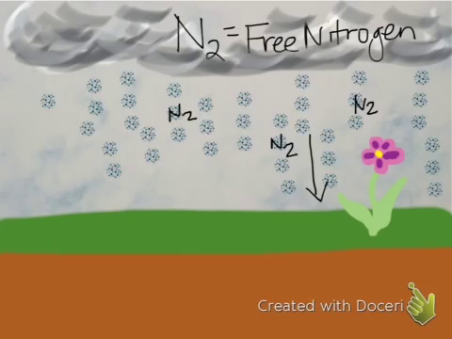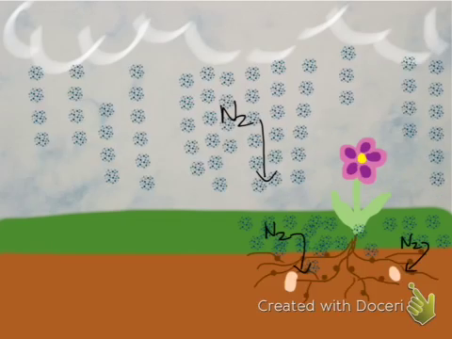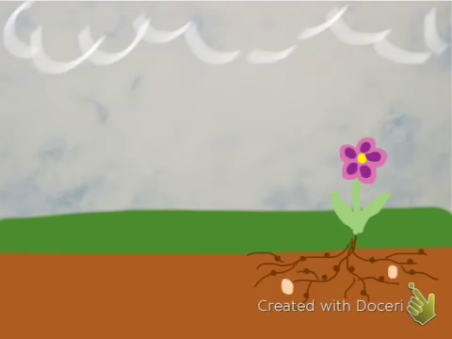So nitrogen will fall to the ground with precipitation, and when it hits the ground, as the water seeps into the ground with the nitrogen, there's bacteria there that will take that free nitrogen and begin to fix it so that living things can use it.